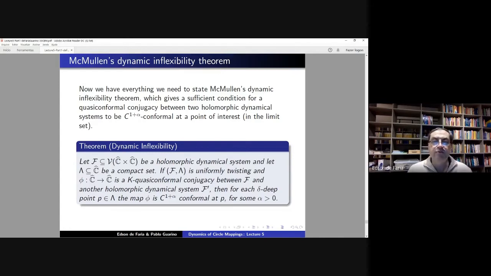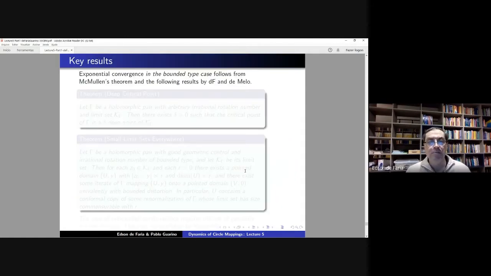So how do we prove exponential convergence of renormalizations of critical circle maps? First of all, by embedding the problem in a problem of understanding renormalization of holomorphic commuting pairs, and then showing that these holomorphic commuting pairs satisfy the uniform twisting condition, and also showing that the critical point of these commuting pairs is a deep point for the dynamics. This is exactly what was accomplished in a paper by Wellington de Melo and myself. Actually there are two papers, but the two theorems I'm going to state are in the second paper, okay?